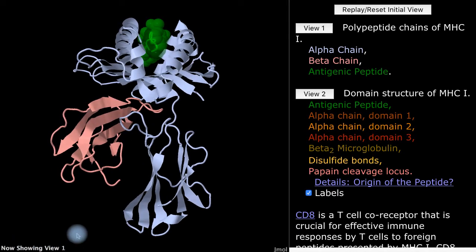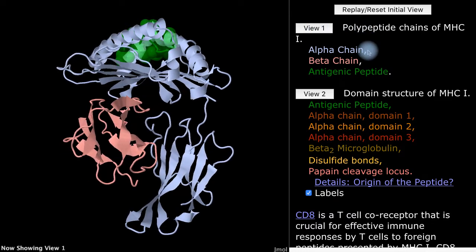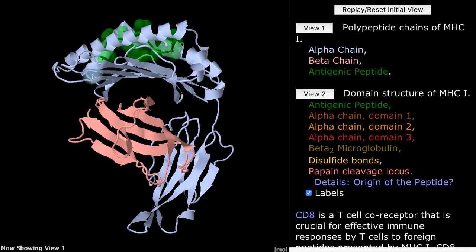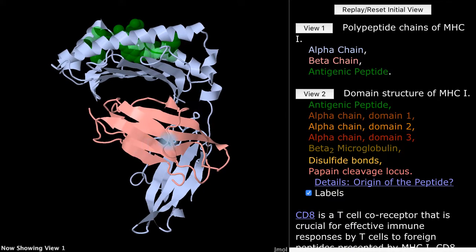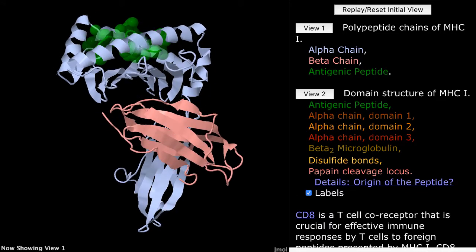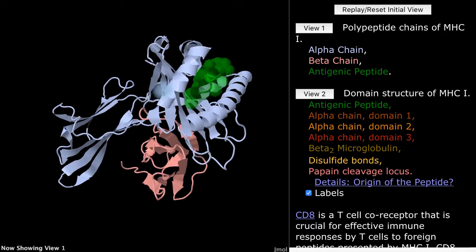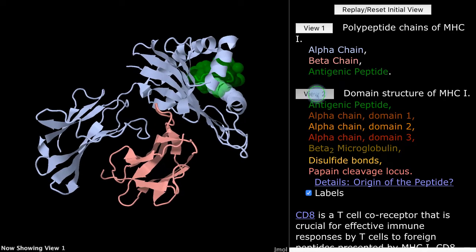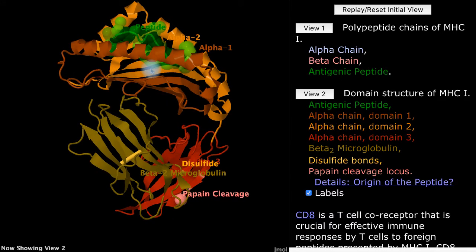The number of the view currently showing is at the lower left, and you can match that with the view button on the right and the corresponding color key and text. Here again is the largest chain, the alpha chain, in light blue, and the beta chain, also called beta-2 microglobulin, and the peptide up on the top, fitting between two lips of a groove formed by the alpha chain. Moving to view 2, each of the domains in the alpha chain is now given a distinct color.